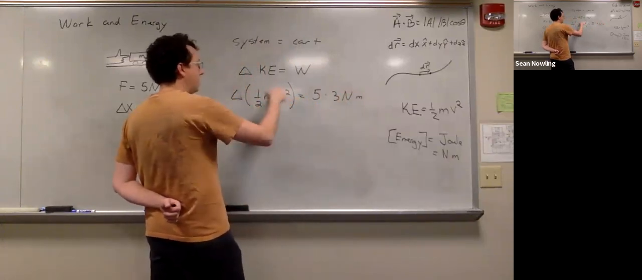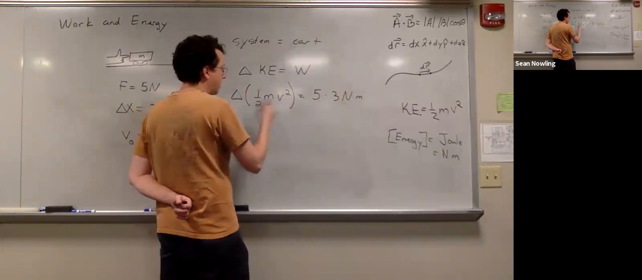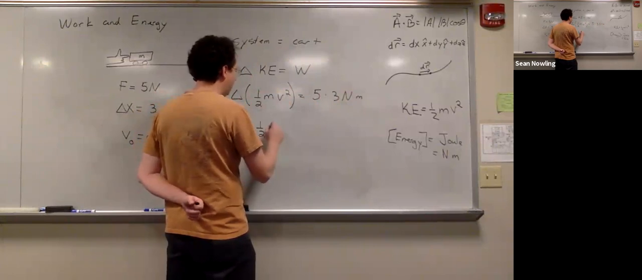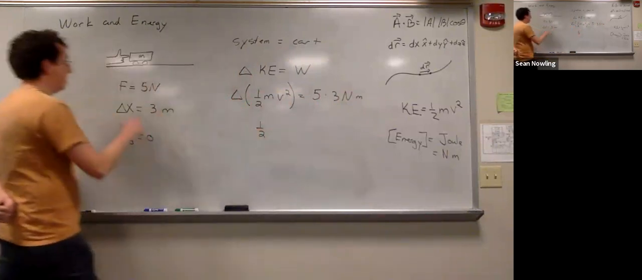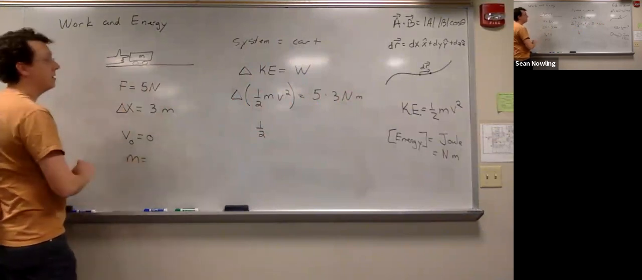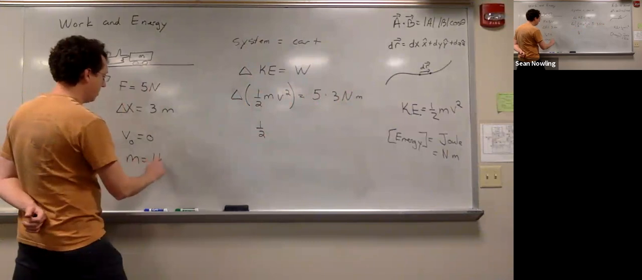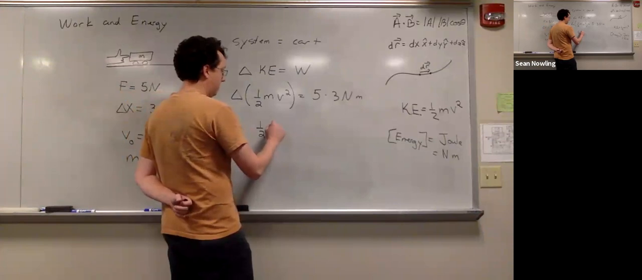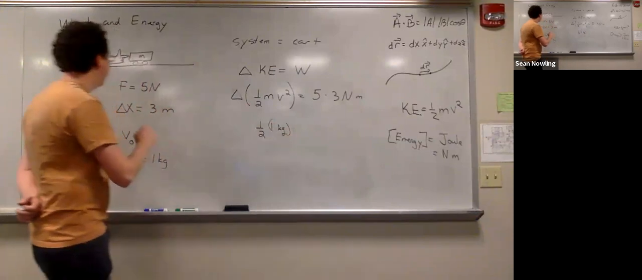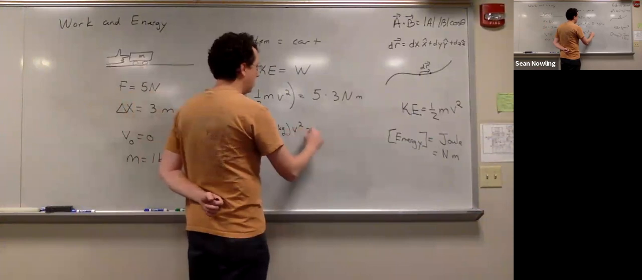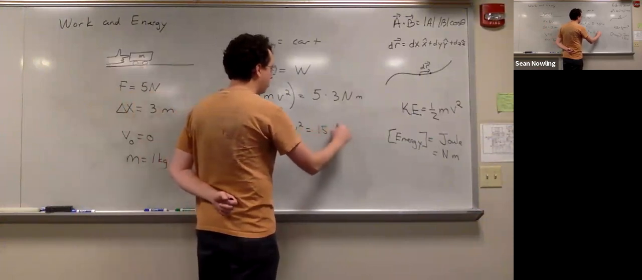And because the initial velocity is 0, the change in kinetic energy is just the final kinetic energy. So I end up with 1/2 the mass, which I did not give you, so I will quickly say that the mass is 1 kilogram. So 1/2 the mass, which is 1 kilogram, times the velocity squared. I'm trying to find velocity, equals 15 joules.